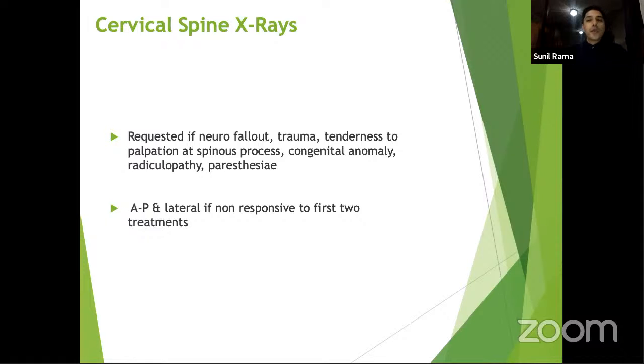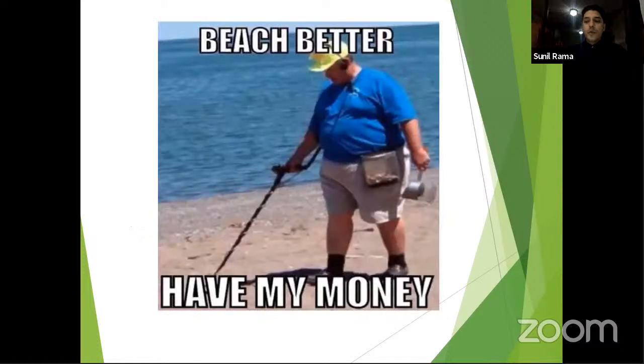I would usually request an AP and a lateral if the patient is non-responsive after the first 2 treatments of treating this particular patient. I will then do an oblique as well on the very first time for requesting x-rays if the patient had a distinct radiculopathy. Now, when we get these x-rays, we have to ask, what are we actually looking for? We get these x-rays, we put them up in the box, but what are we actually looking for?